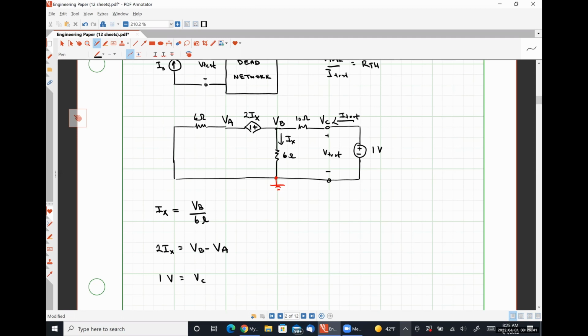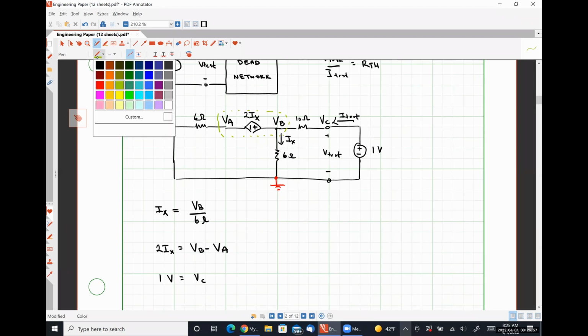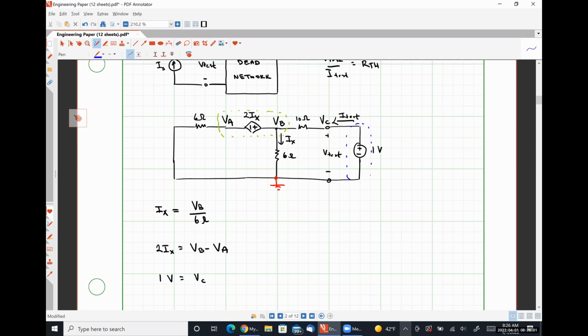Okay, so I have a supernode here. And I have a supernode here. The supernode on the right with the 1 volt source contains ground, so I don't need to write a Kirchhoff's current law equation for that one, because anytime my supernode contains ground, I don't write a KCL equation. But my supernode AB does not contain ground, so I do need to write a KCL equation for that. So I'm going to add these currents together. This guy flowing to the left, this guy flowing down, and this guy flowing to the right. I'm going to add those together and set them equal to 0.